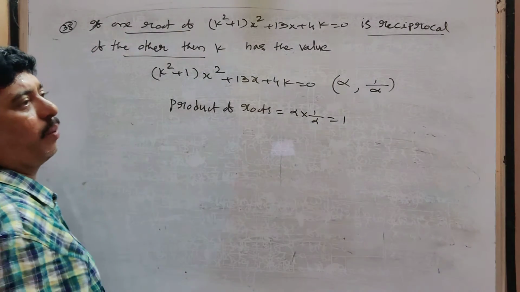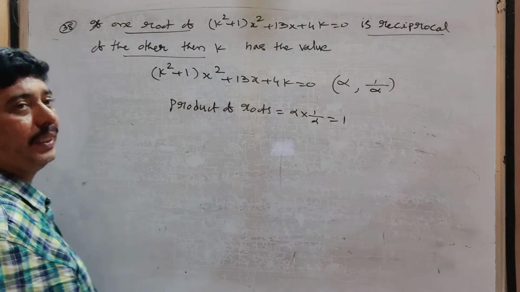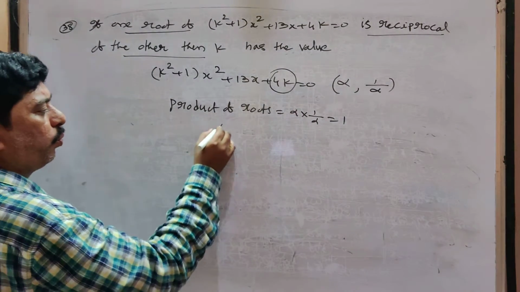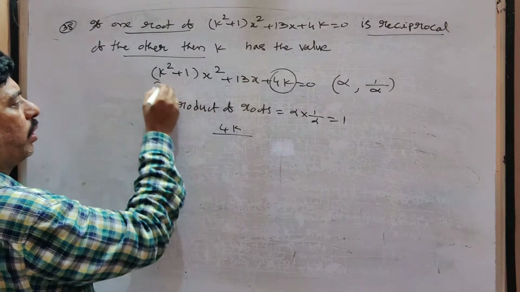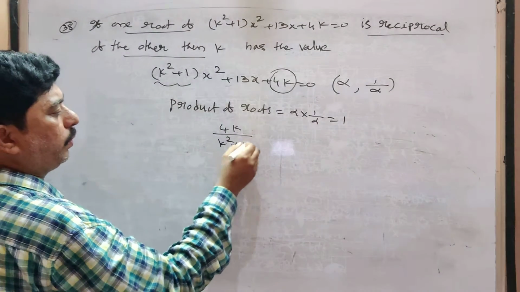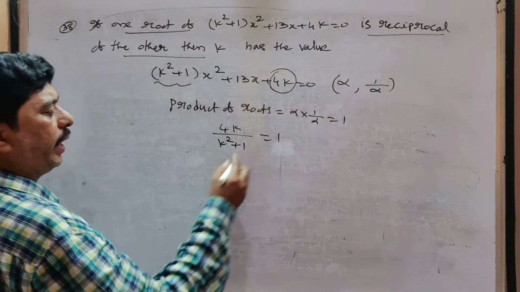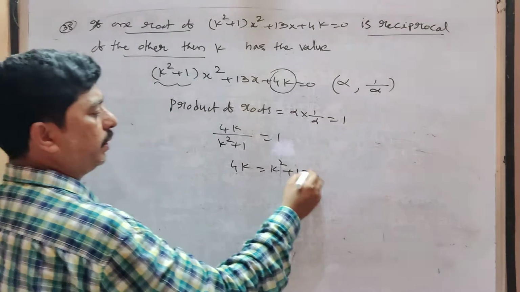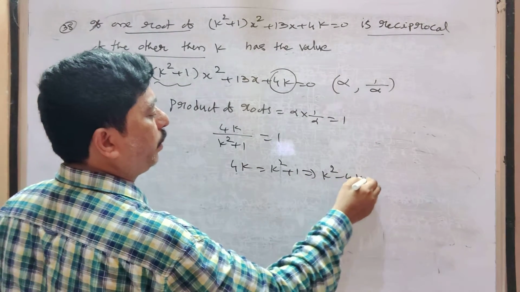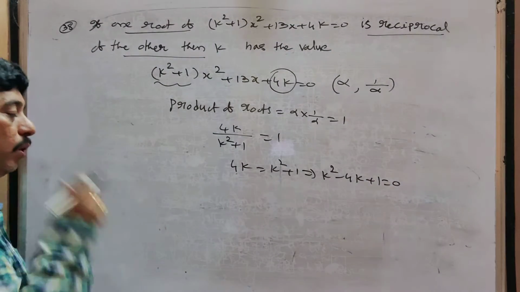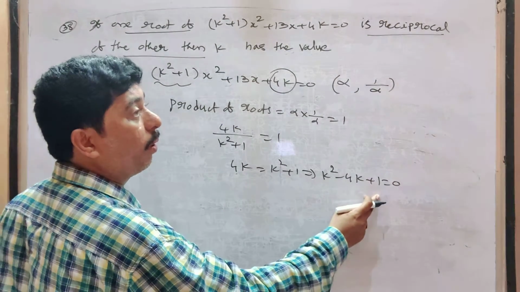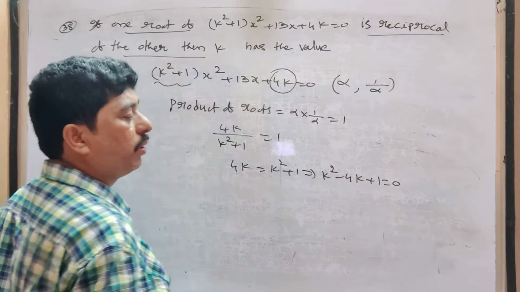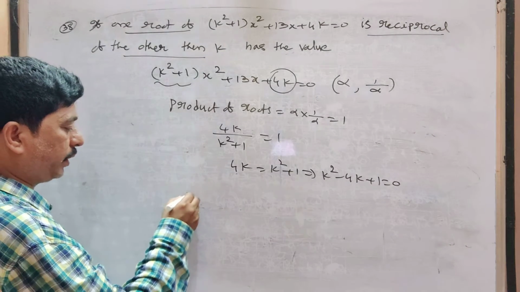What is the product of the roots formula? C by A. Product of the roots is C by A. C means constant. What is the constant value? 4k. A is the quotient of x square, k square plus 1. Equal to 1. Denominator bring to the right hand side. 4k equal to k square plus 1. Take into right hand side. K square minus 4k plus 1 equal to 0 is given. By splitting the middle term, in this case, factorization is not possible. Then you can use the formula minus b plus or minus square root of b square minus 4ac by 2a.